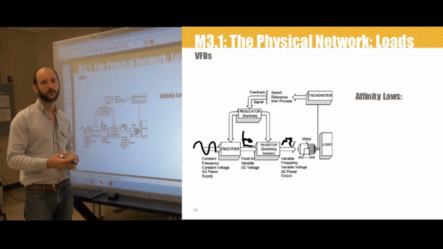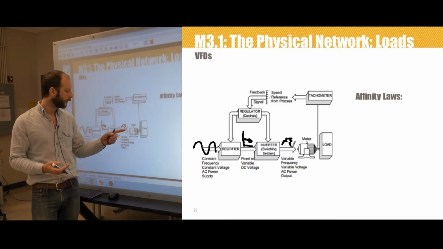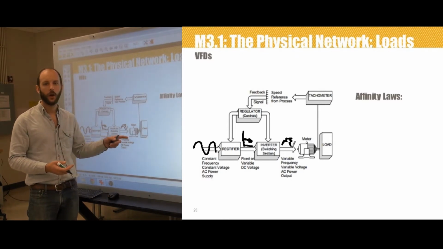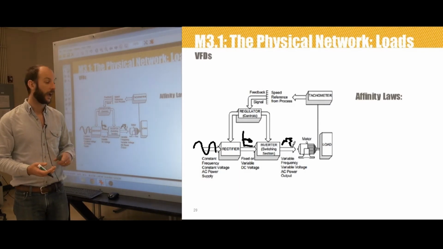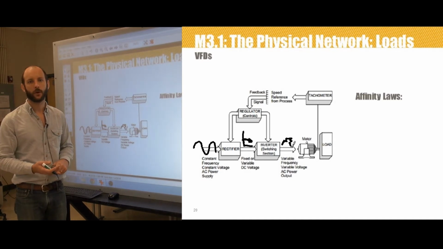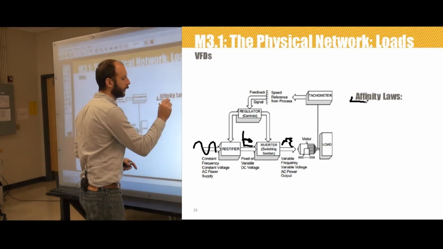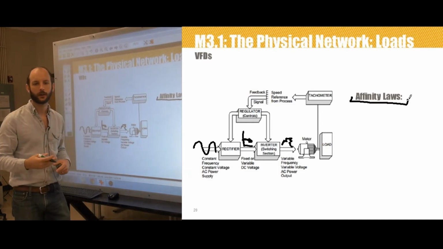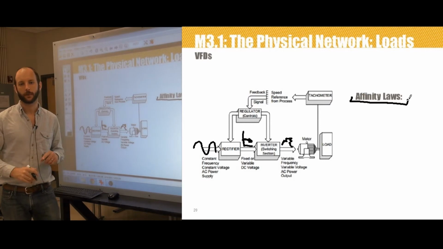In these situations, we can estimate the effect of the frequency variation of the inverter on the rotational speed of the motor, and therefore on the output torque and the output power of the motor. The technique to do this is called the affinity laws. So we use these affinity laws to calculate the relationship between frequency, rotational speed, output torque, and output power.